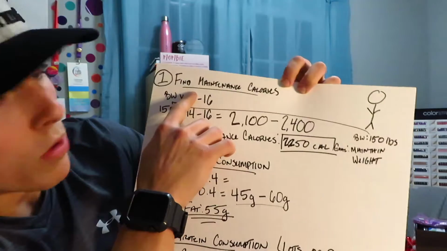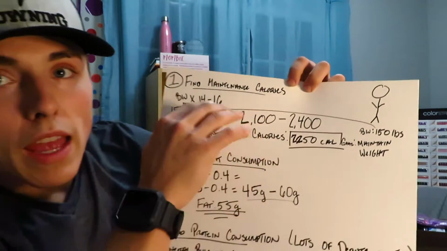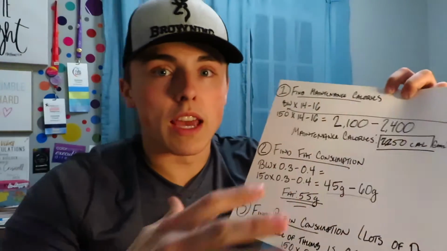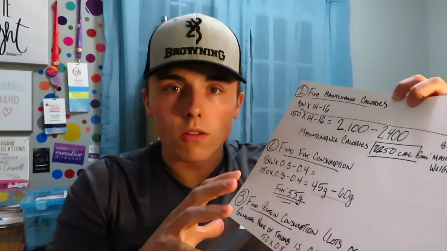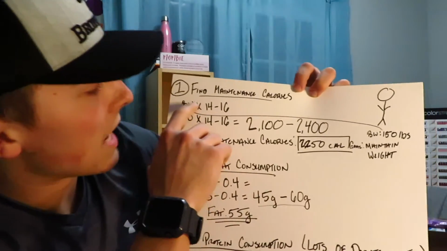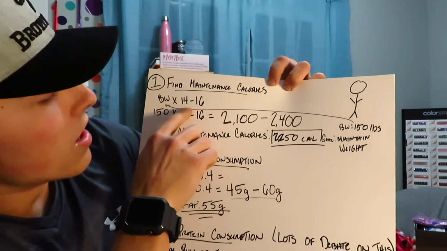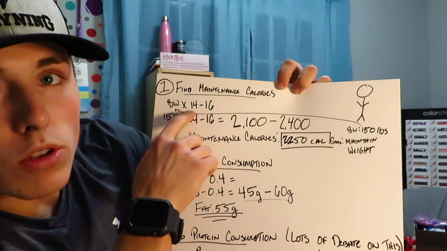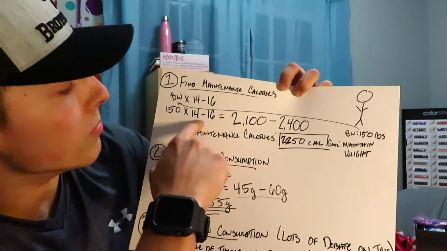So the first step you're going to want to do is find your maintenance calories. To find your maintenance calories, everything I give you is going to be based on a scale. So you're going to have to be self-aware and put yourself on this scale to really see the best results. To find your maintenance calories, you're going to take your body weight and multiply it by 14 to 16. 14 would be a less active individual typically, and 16 would be a much more active individual.